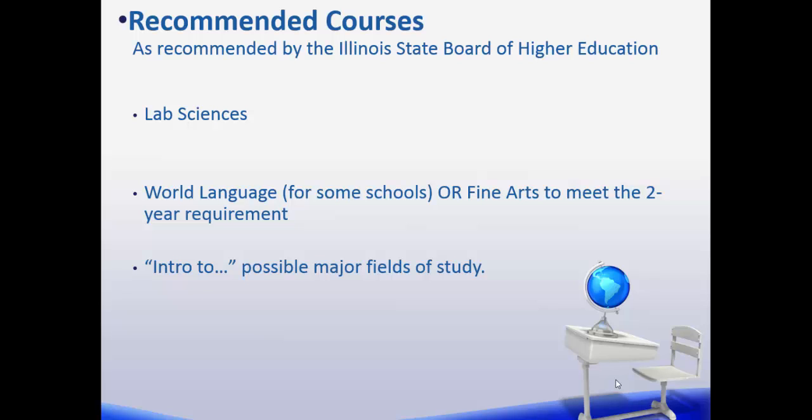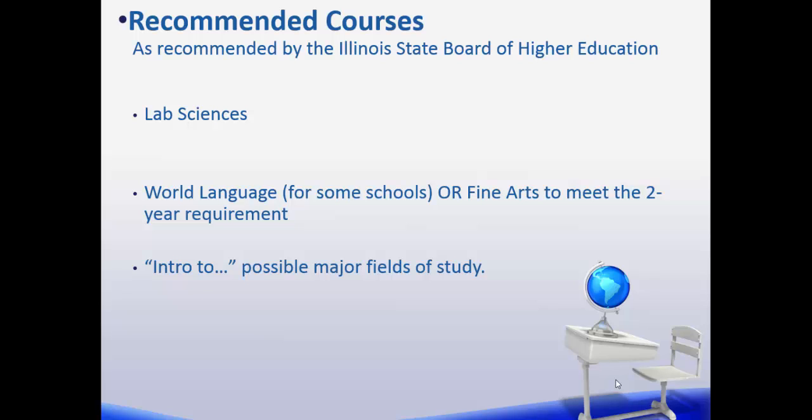Courses that are recommended by the colleges in the state of Illinois include a third year of a lab science. Colleges do recommend a world language, only for some schools. Some schools will substitute the fine arts courses to meet that same world language requirement for admissions. But some schools do require 2 years of a world language. So you want to get on the websites of the colleges that you're thinking of applying to and see if they actually require foreign language or world languages. If they do, you can certainly take the first level of a world language course as a junior and take the second level as a senior, and you're set.